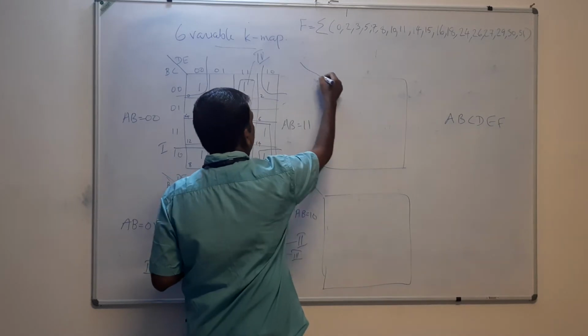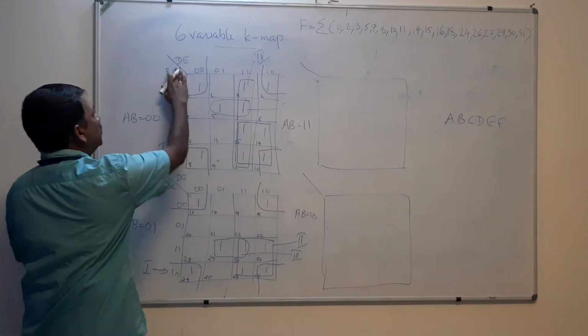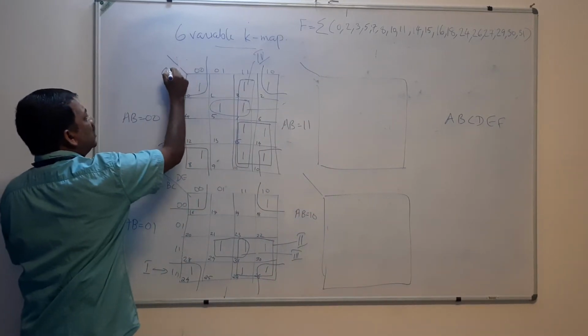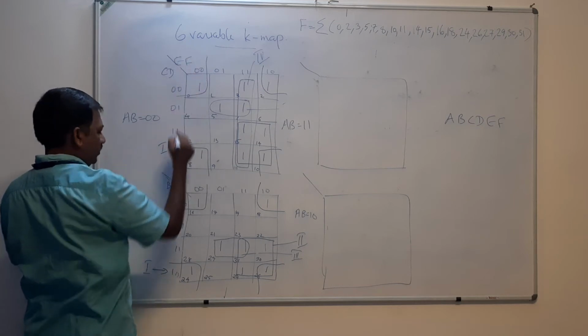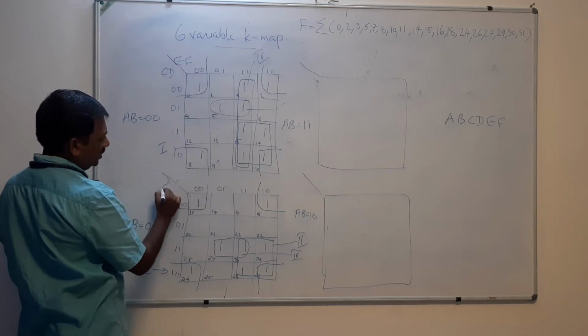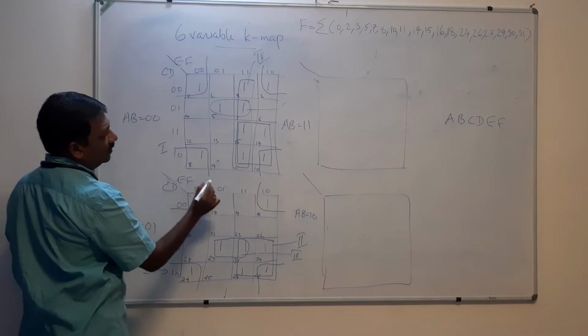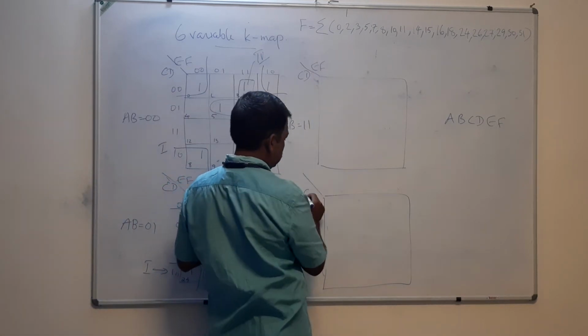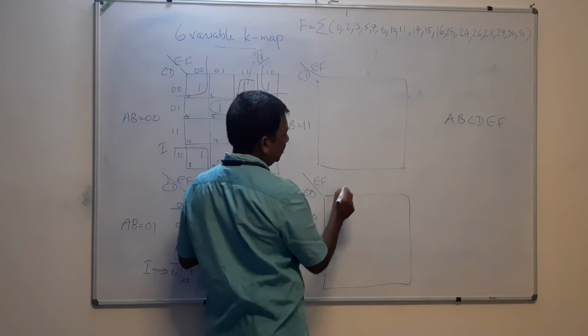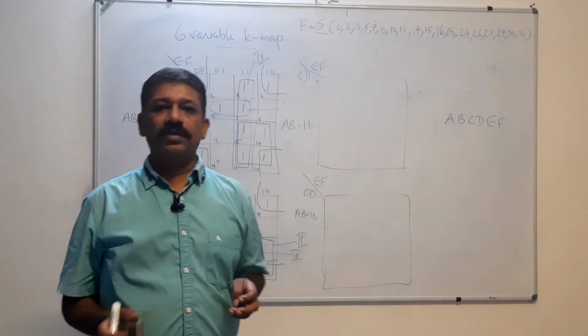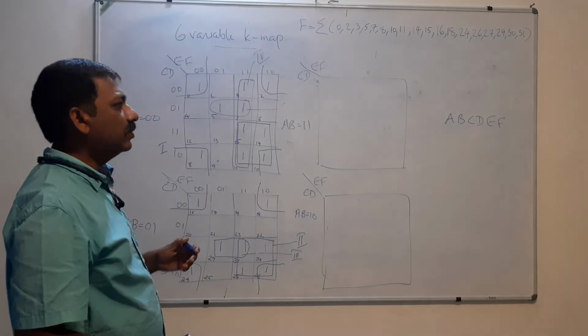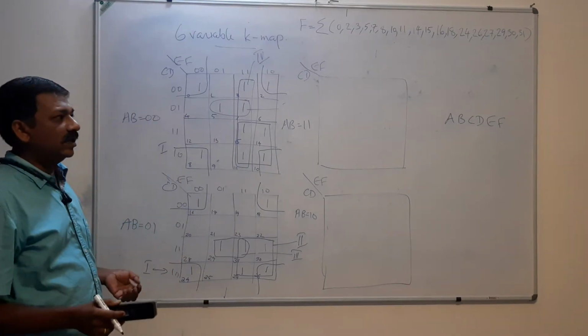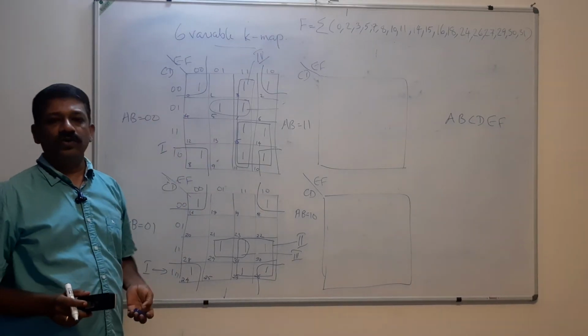Now you have AB, and here you have C, D, E, F, here also C, D, E, F, C, D, E, F, and C, D, E, F. Using this, you can easily do that. That is not included in our syllabus, but it's very easy to do that also.